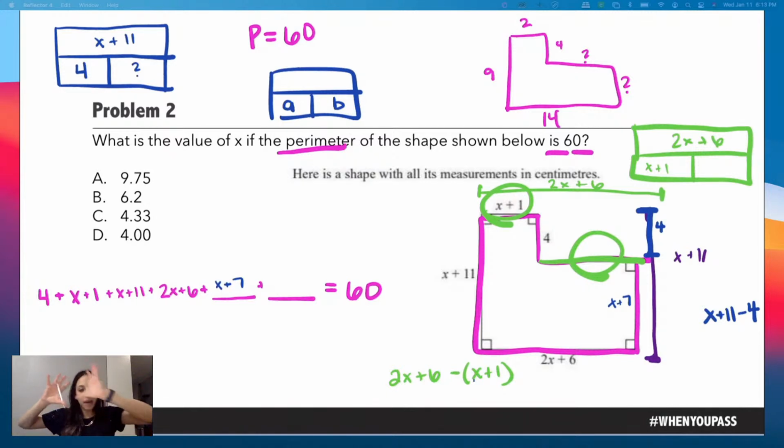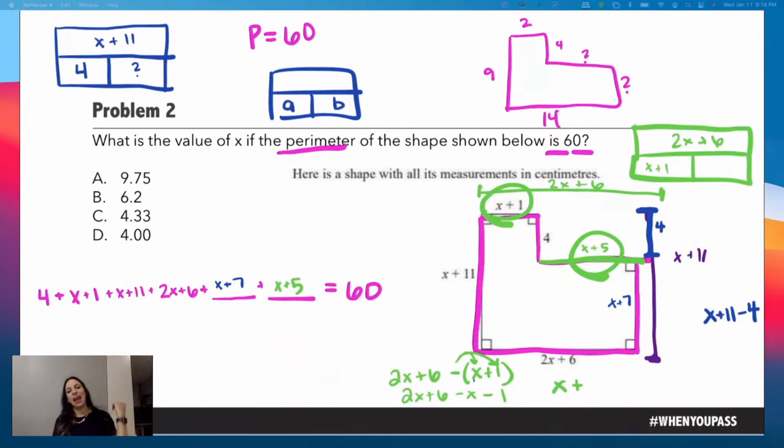And I have to remember that that's a whole chunk because it's minus the whole thing. The number one mistake people are going to make on this problem is people are going to write minus x plus 1, and it's going to be plus 1. So I have 2x plus 6 minus x minus 1 because that negative distributes. 2x minus x equals x. 6 minus 1 equals a positive 5. So this is x plus 5.